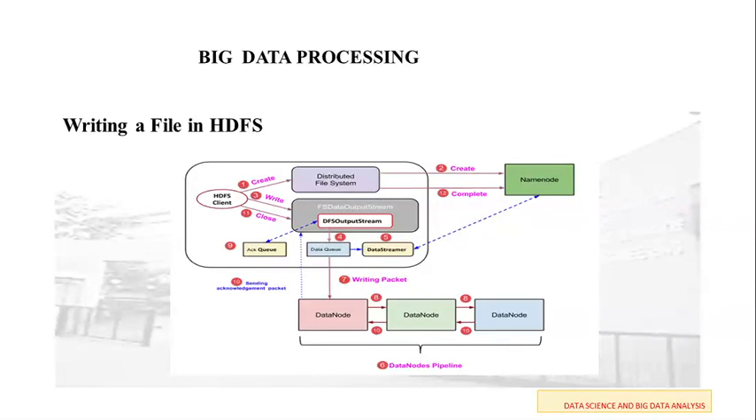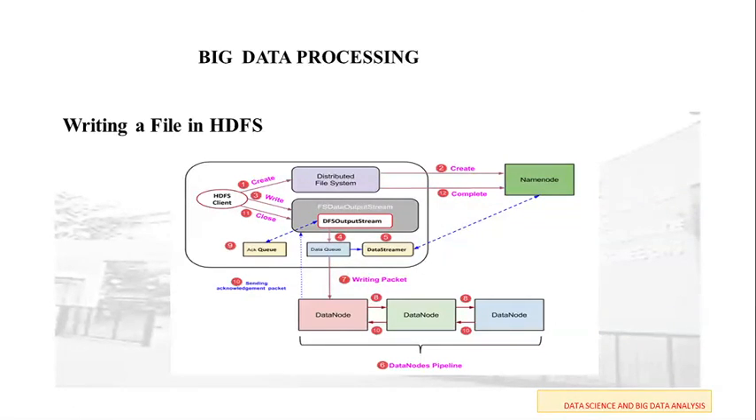Next stage is step 11. After the client is done with writing data, it calls the close method. This close operation in step number 11 results in flushing the remaining data packets into the pipeline, followed by waiting for the acknowledgements. So this is the last stage, the close operation state, because the writing operation is now over.